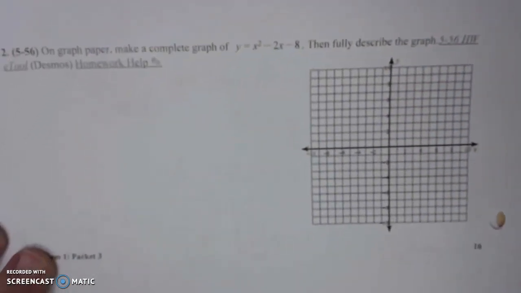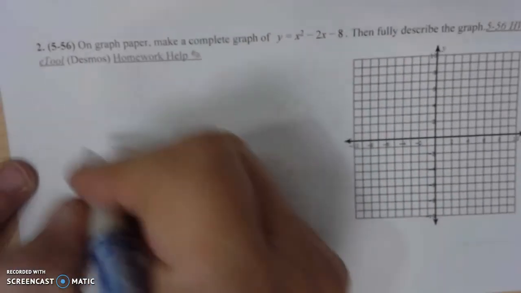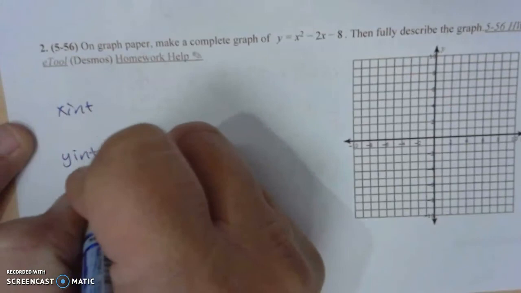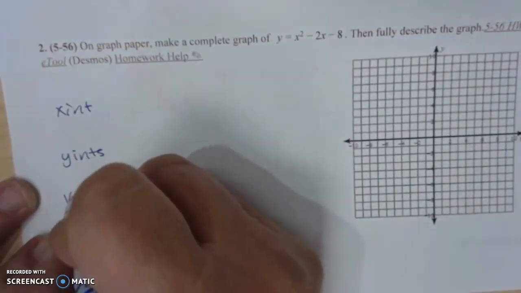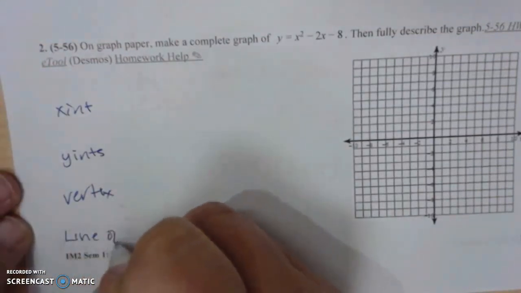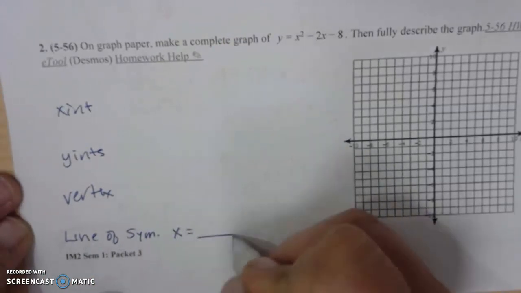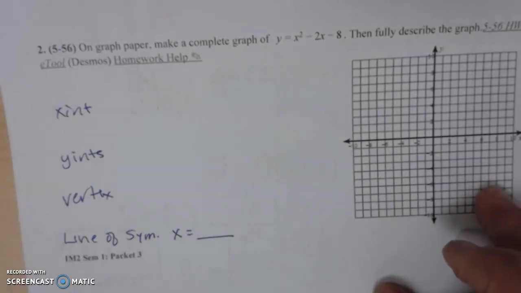it says fully describe the graph. So what that means when you fully describe the graph is you're going to provide the x-intercepts, the y-intercepts, the vertex, and the line of symmetry. And remember, the line of symmetry is always going to be x equals something, right? So these are the 4 parts you're going to do for this problem, and then that's your homework.